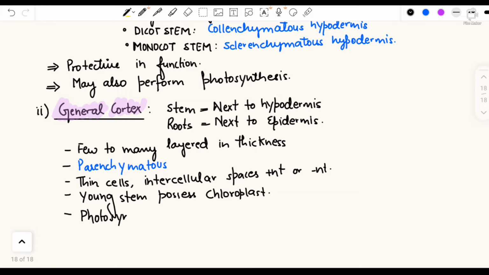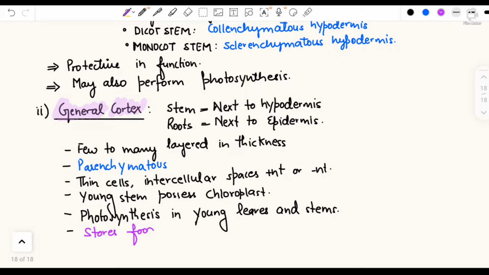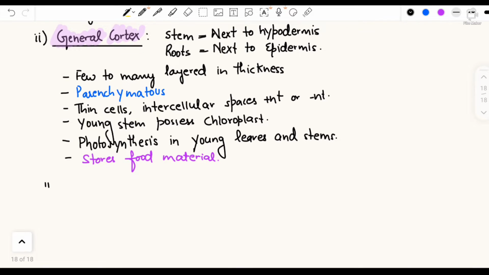In young stem, they might possess chloroplast, which means they can perform photosynthesis as well. On the other hand, the general cortex provides mechanical support, right? And it helps in photosynthesis in young leaves and stem. It also can store food material. So these are the functions of general cortex, which is present next to hypodermis in stem and next to epidermis in roots.